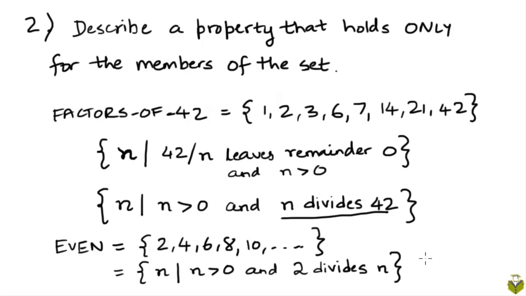Sometimes we also say that n mod 2 is equal to 0. So n mod 2 is the remainder when n is divided by 2, and that remainder has to be 0 for n to be an even number. For n to be an odd number, n mod 2 has to be 1. So instead of saying 2 divides n, we could have said n mod 2 is equal to 0.